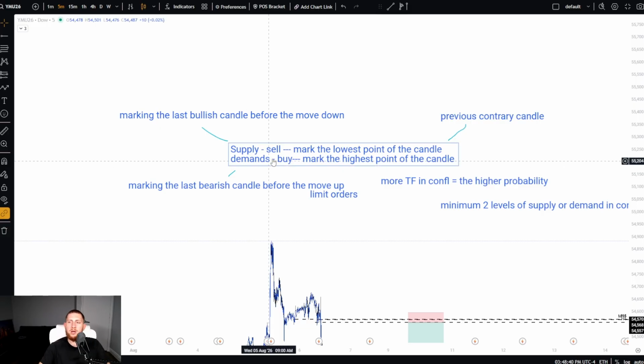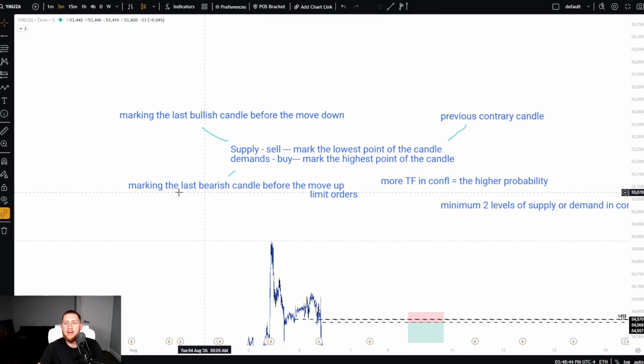For demands, you're buying from, you're marking the highest point of the candle. And remember, you're marking the last bearish candle before the move up. That is the previous contrary candle. The last bearish candle before the move to the upside is the previous contrary candle. I'm repeating that because I know that confuses some people.